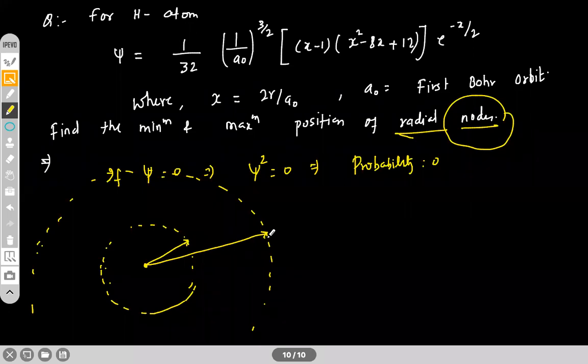That is what you have to do, Gayatri, because we have to find out the node and satisfy the condition of a node. And what is the condition for a node? Psi must be 0. Probability must be 0. Probability 0 means psi square 0, and psi square 0 means psi 0. So you have to substitute psi 0 over here and solve this for x. That is your answer.